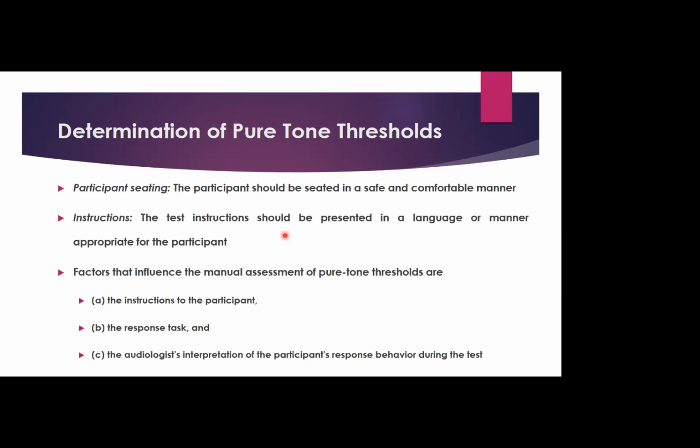audiometry procedure. The participant should be seated in a safe and comfortable manner, and the instructions should be given in such a way that the language should be comprehensible and the manner should be appropriate for the participant, as we know that the participant could be a child, an adult, or a geriatric person. So the factors that influence the results of pure tone thresholds include the instructions to the participant, response task by the participant, and the interpretation of the participant's response behavior during the test by the clinician.